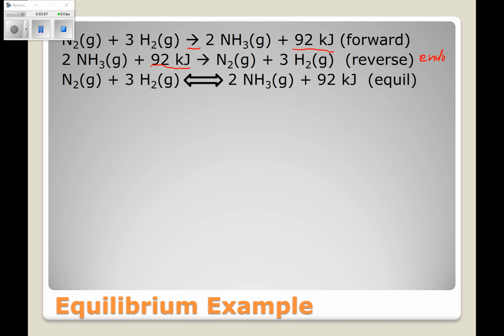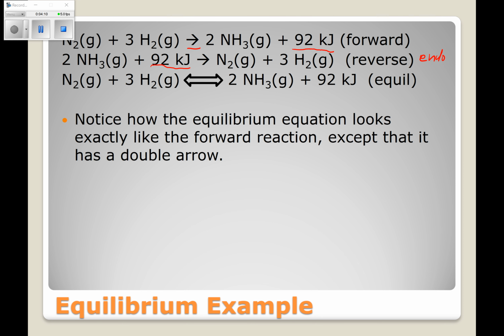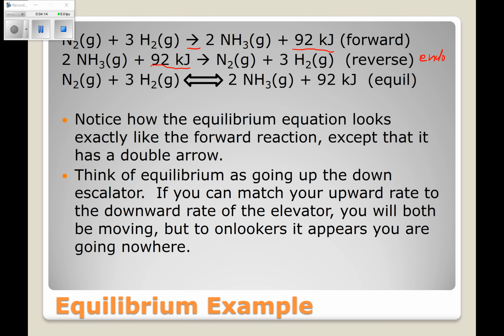Now, once we include the double arrow, this is saying that, well, we can form ammonia from its elements at the same rate that we can form its elements from ammonia. And that's what we call an equilibrium reaction. They look very similar, but the equilibrium reaction is going to have that double arrow there. So that's going to indicate to us that this reaction can achieve equilibrium. So you can kind of think of it as if you're going up a down escalator.